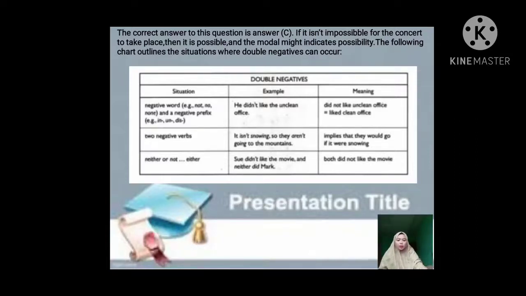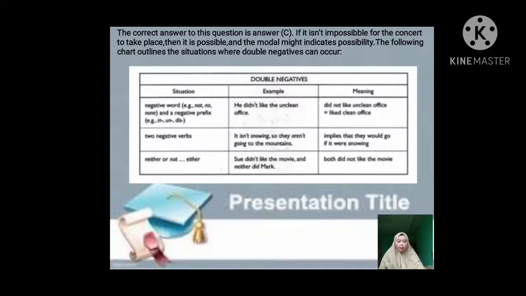The correct answer to this question is answer C. It is not impossible for the concert to take place, then it is possible, and the modal may expresses this possibility. The following chart outlines the situations where double negatives can occur.